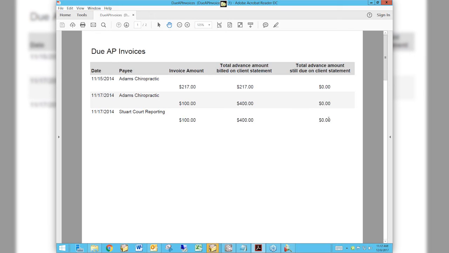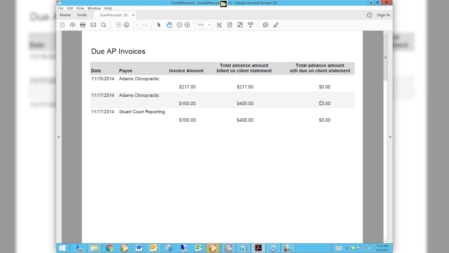But if you do get a partial payment, we have to let you know that so that you can make an educated decision about whether or not to pay this particular vendor in light of the fact that you have not received payment for all of the advances that appeared on that invoice from the firm to their client. So that's it. 3 columns. How much was the invoice to this particular vendor on this particular invoice date? How much was billed on the invoice that then went to the law firm's client in advances total, and how much remains to be paid?